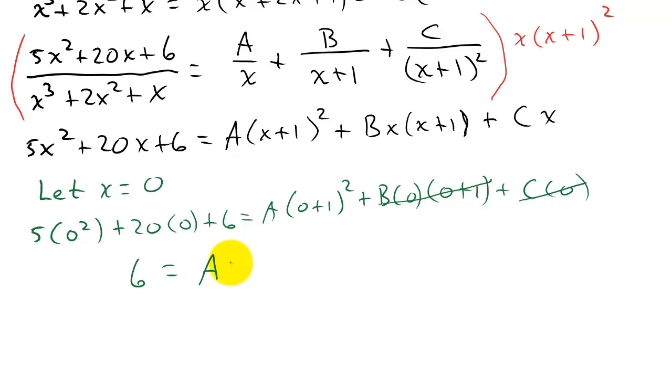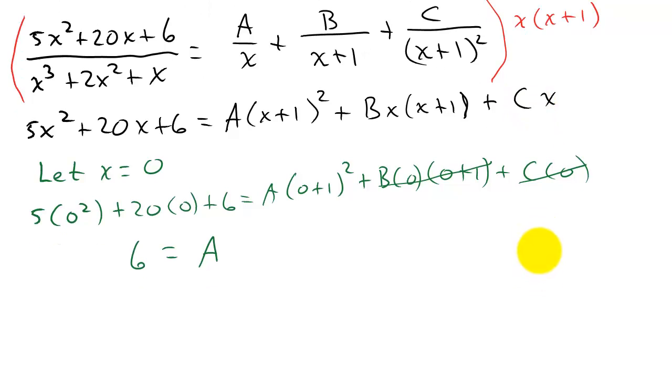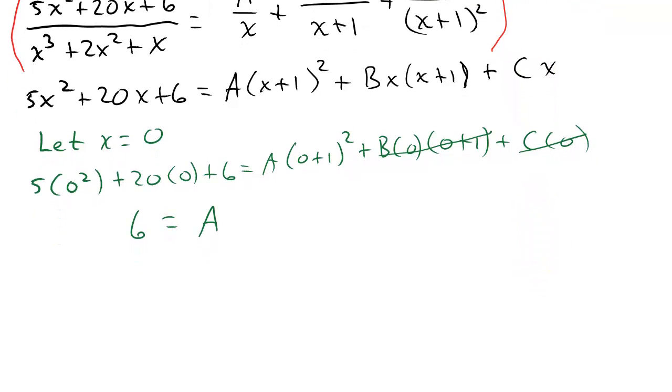Alright, so now can you figure out what we're going to let x equal now? Well, I let x equal 0 the first time and it got rid of this term and this term. Well, now if I let x equal -1, what's going to happen? It's going to get rid of this term because -1 plus 1 is 0, and here -1 plus 1 would be 0. And that would leave me with just this term, and I'll be able to solve for C. Alright, so let's go ahead and do that. I'll use a different color. So I'm going to let x equal -1.